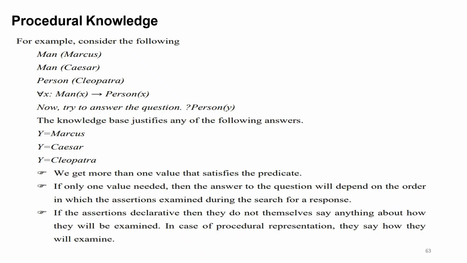The knowledge base gives three valid answers: Y equals Marcus, Caesar and Cleopatra, because all three satisfy the predicate person(Y). The query has multiple solutions. What if only one answer is needed? The system may return the first matching answer.